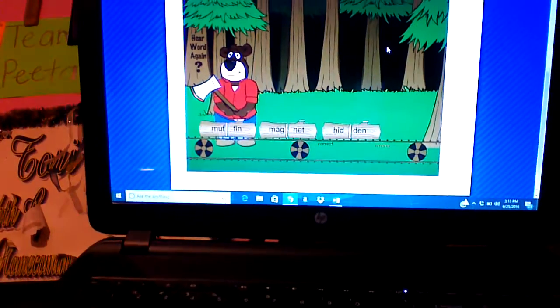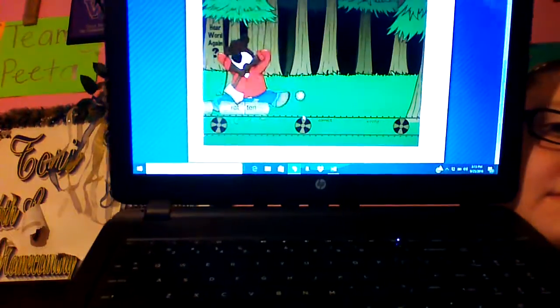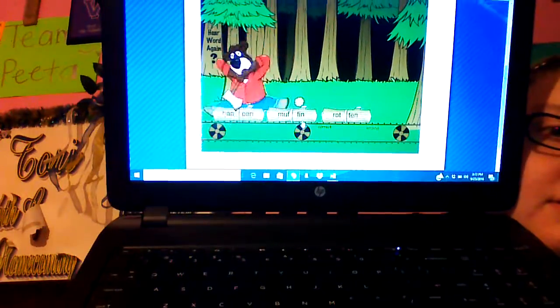Okay, he said magnet. So the kids would have to decide which one of those words is magnet. And if they clicked on the right one, they would keep going until everyone finished. And we would try to make sure all the students got an opportunity to play the game.